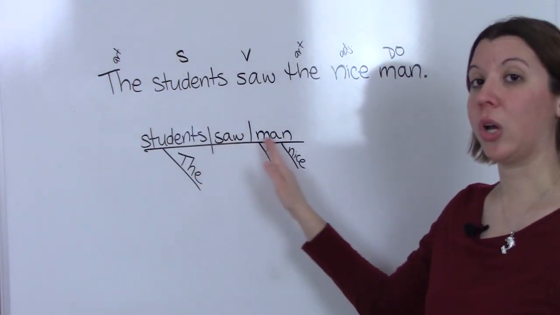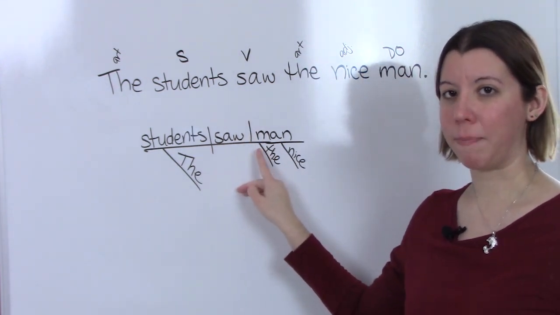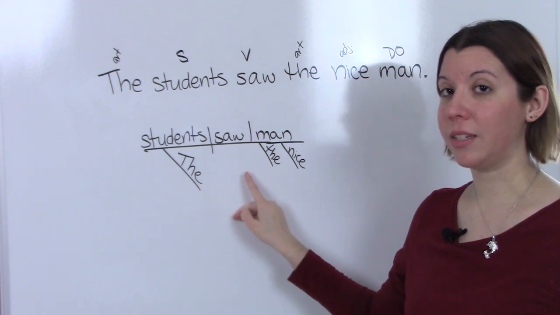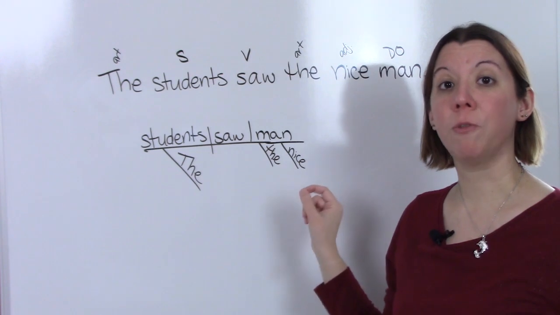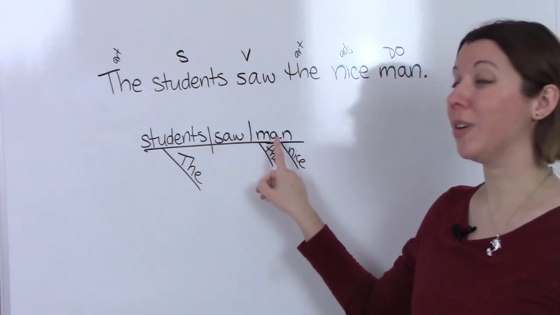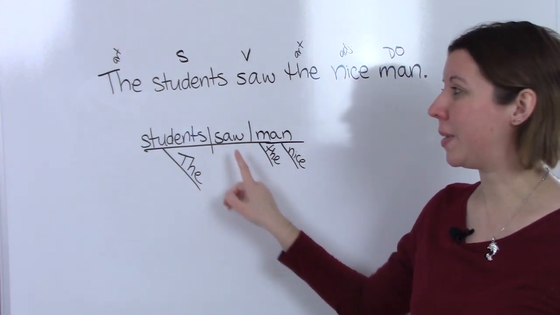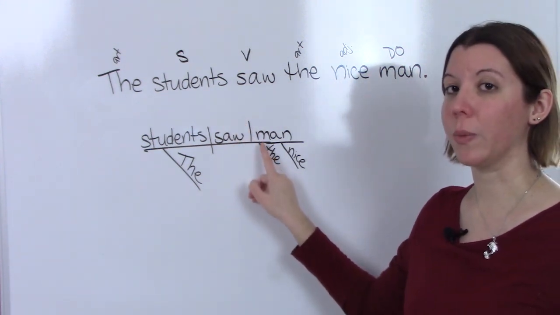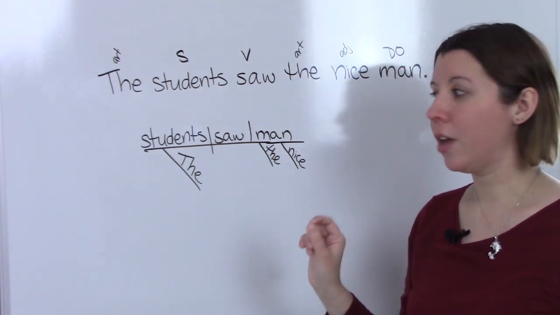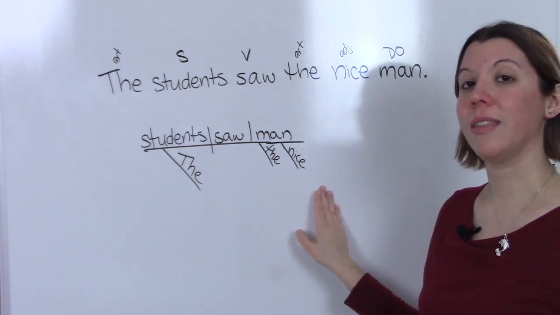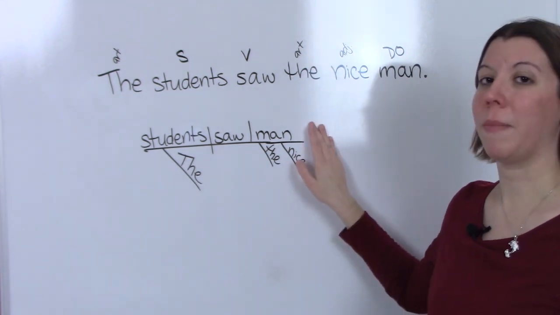Notice how between saw and man, I have a vertical line that stops at that baseline. It doesn't go past. The only line that goes past is the line between subject and verb. It's vertical, which tells me that this word man is not a predicate nominative. If it was a predicate nominative, I would see a backslash, upper left to lower right. It's not a predicate nominative, it's a direct object, so it gets a vertical line. Also notice how the modifiers are underneath the words that they modify. The modifies students, the and nice modify man.